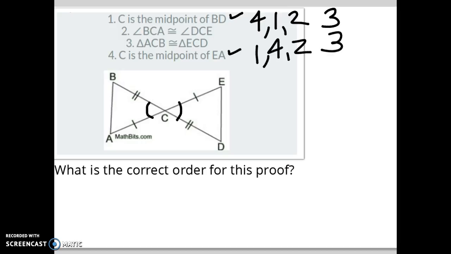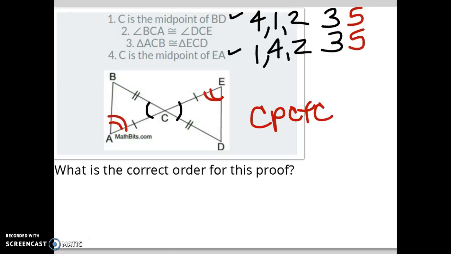If I was to extend that and say, is angle E congruent to angle A, I could say yes, and that would be my number 5. How is that true? By CPCTC. Corresponding parts of congruent triangles are congruent. Now that would have to be the very last thing I say. Great job.